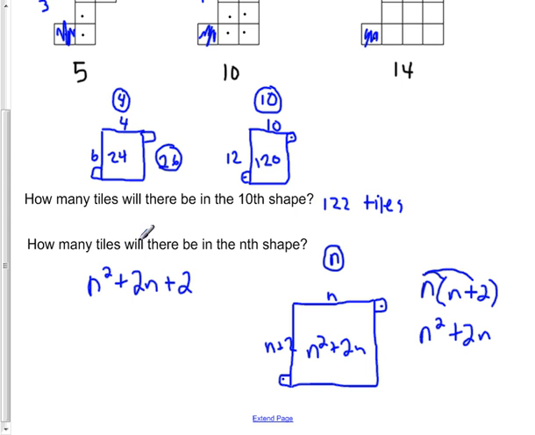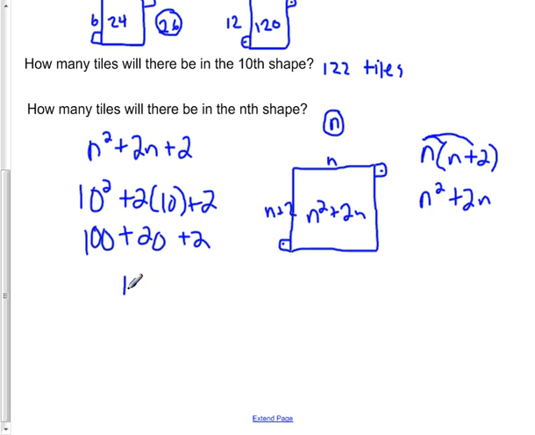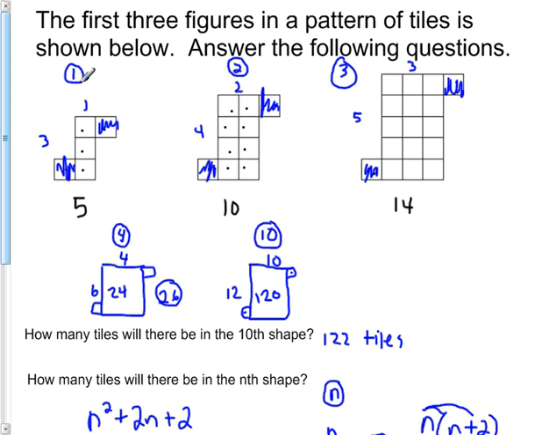And you know what? Let's see if this equation works. Let's just plug it in for the 10th. So we'll go 10 squared plus 2 times 10 plus 2, and we should get 122. 10 squared is 100. 2 times 10 is 20. 100 plus 20 plus 2 is 122. And that is fantastic. So, if I asked you, how many tiles would there be in this pattern, how many tiles would there be in like the 1,000th shape? You just put 1,000 in down here for n. So it'd be 1,000 squared plus 2 times 1,000 plus 2, and that would give you how many tiles there would be in the 1,000th shape in this pattern.